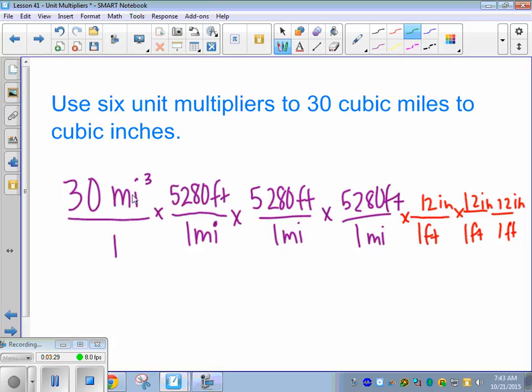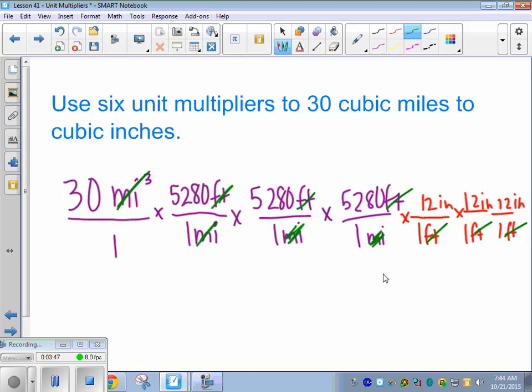You must show your canceling. I would like to see that. Miles cancels with 3 of them here because they're cubed in the top. There has to be 3 in the bottom in order to cancel. And then I have 3 of the feet words, which I need to cancel, 3 in the bottom. And then I'm going to have this ginormous number with probably scientific notation.